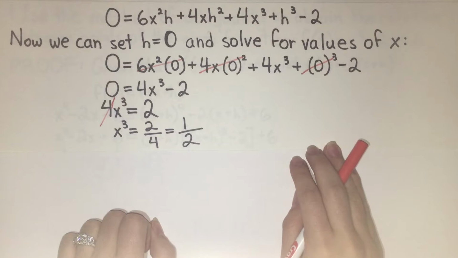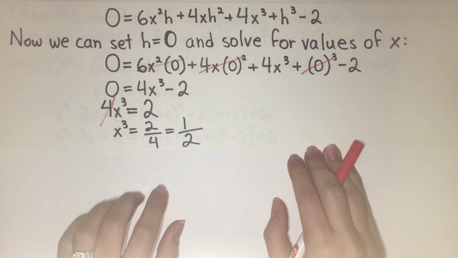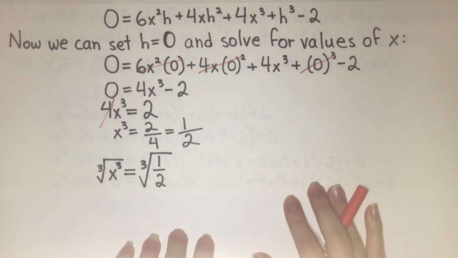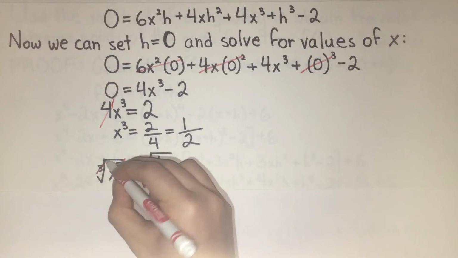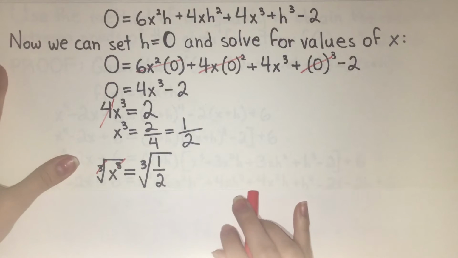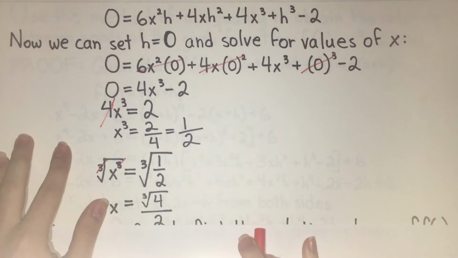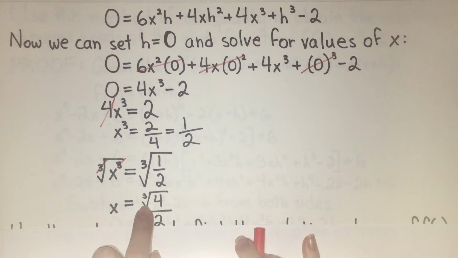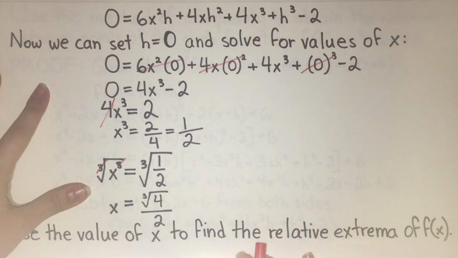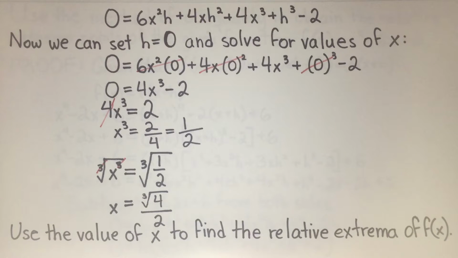Now we're not solving for x cubed, we're solving for x, so we need to take the cubic root of both sides. Here it's going to cancel out, and here we have the cubed root of 1/2, which is equal to, we have x is equal to the cubed root of 4 divided by 2. This turns into this. So our next step is we want to use the value of x that we just obtained to find the relative extrema of f of x.